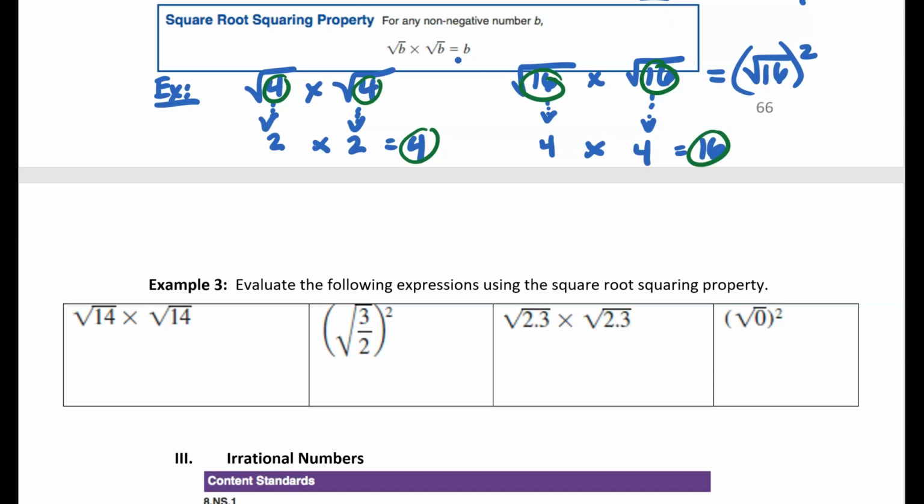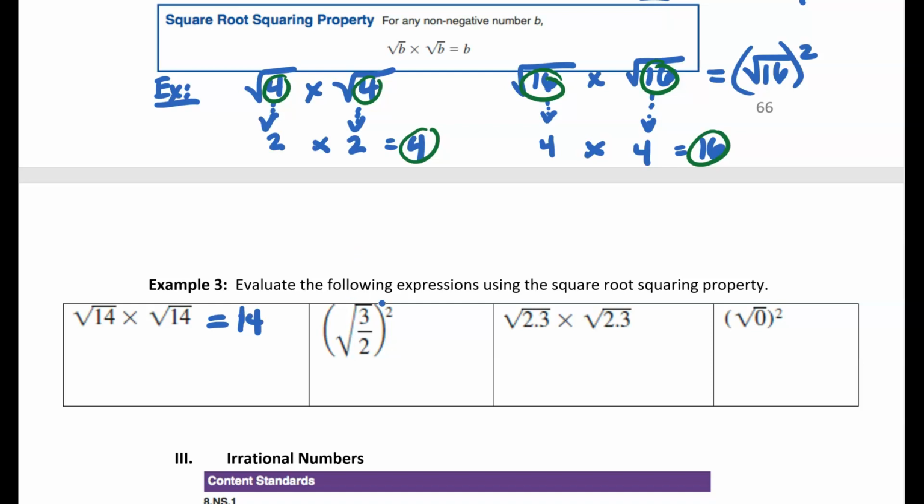So if we look at example 3, the square root of 14 times the square root of 14, you just get 14. And if you don't believe me, you can take a calculator. So if you ever forget this property, you can certainly put the square root of 14 in the calculator, which gives you a really crazy answer. It's not a whole number, but if you multiply that by itself, you're going to end up getting the 14.